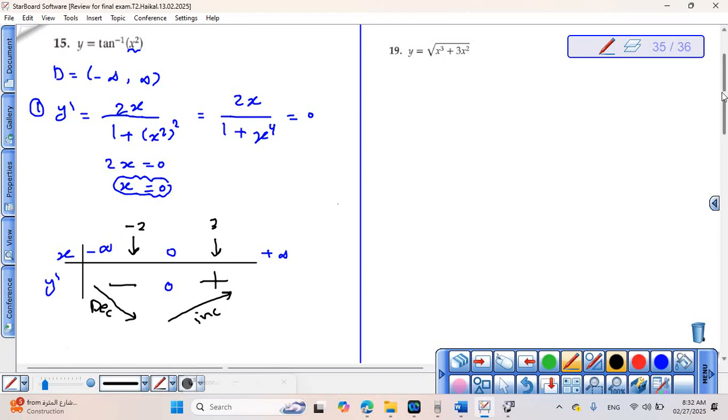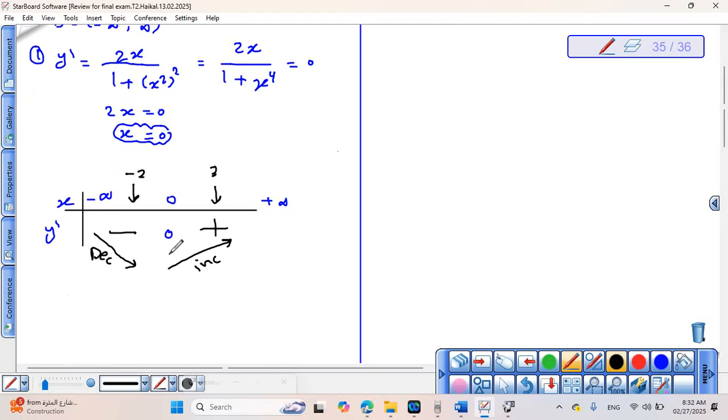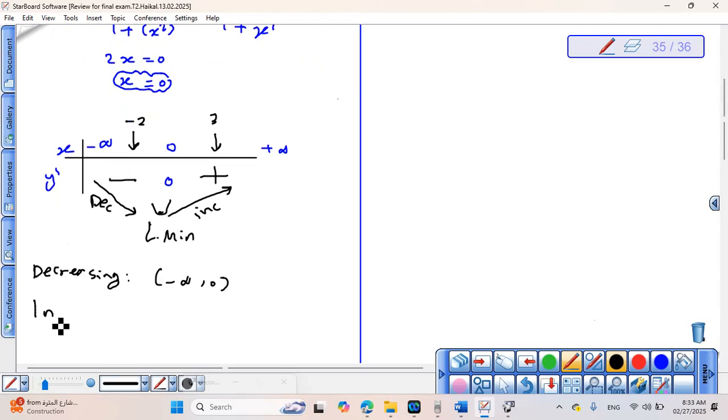We can determine here that this is a local minimum. The answer is: decreasing interval from negative infinity to 0, increasing interval from 0 to positive infinity.